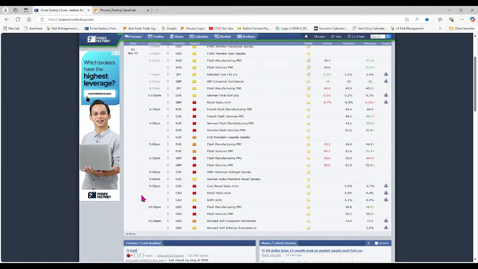Okay, now we have 2130. We have retail sales, Canadian retail sales from Canada, and 2245 we have US flash PMI, and 2300 hours we have revised UoM consumer sentiment. So I think we are going to do news trading on the Canadian dollars. So we will look into the Canadian dollars, then we will see how we can trade this.